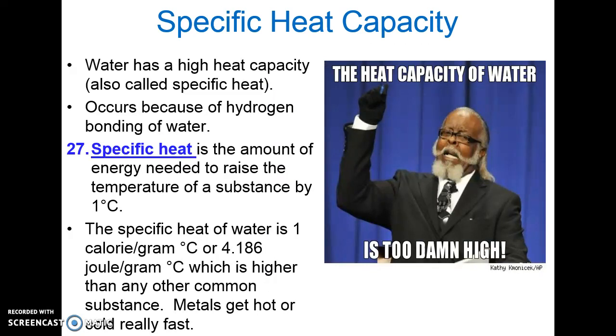Okay, water also has a high specific heat capacity, also called specific heat. And why is that? Because of hydrogen bonding. What is specific heat? It's the amount of energy needed to raise the temperature of a substance by 1 degree Celsius. Okay, the specific heat of water is 1. So therefore, it doesn't heat up or cool down fast, unlike a metal that'll heat up really fast or cool down really fast. And that is question 27.